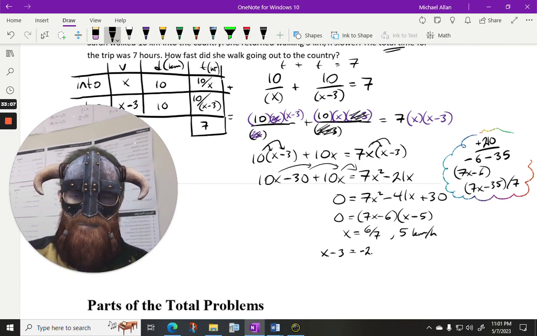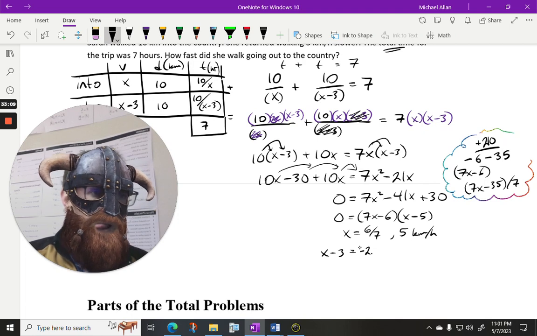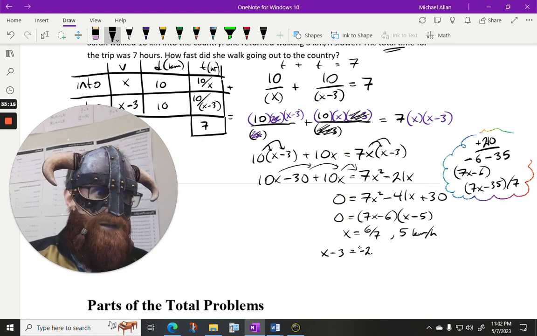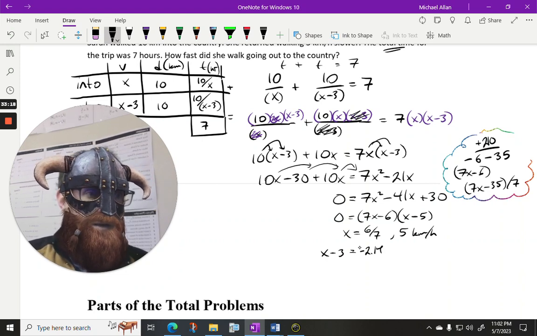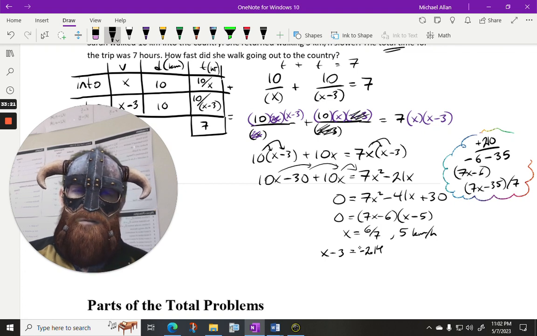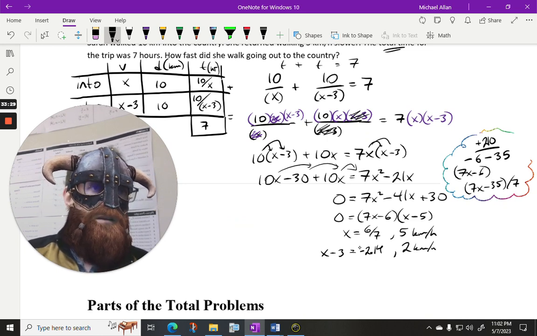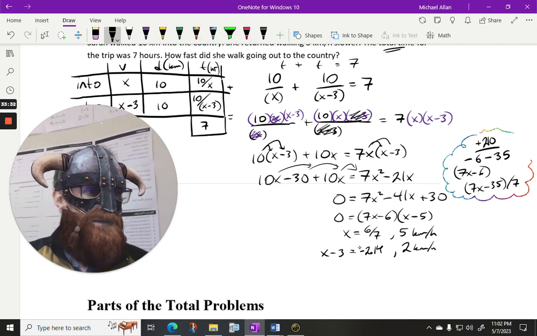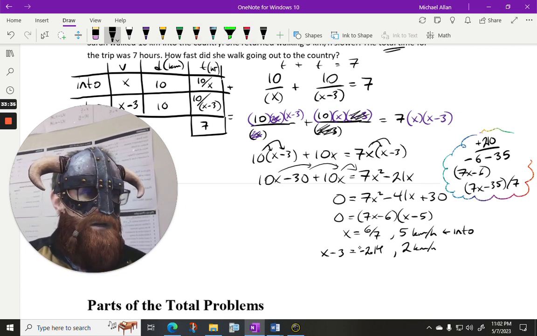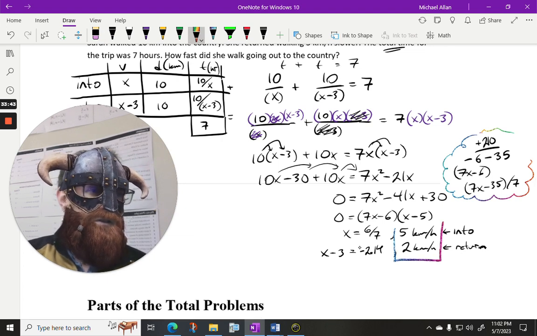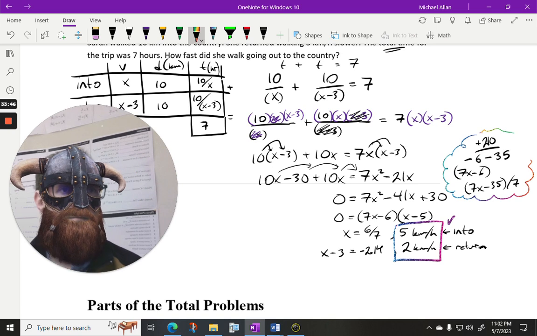Or I put it as a fraction, negative like 15 or something. But I'm not too concerned about that. I'm concerned about the fact that it's negative. Right? Why would it be negative? Why would it be walking backwards outwards? Wouldn't it be walking further in? But this one makes more sense. If I minus 3 from this, I get 2 kilometers per hour. So it just makes more sense. Remember, this is the into, and this is the return. That makes more sense that these are going to be my answers. Cool.